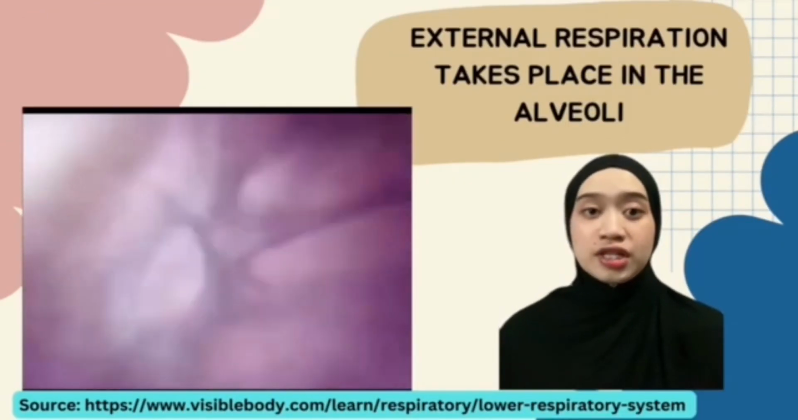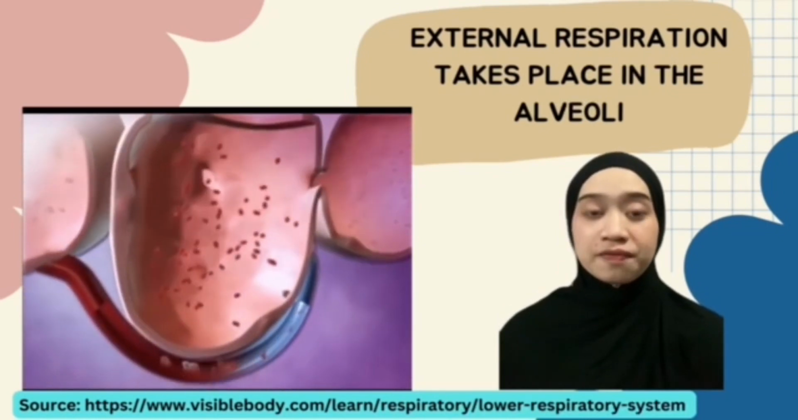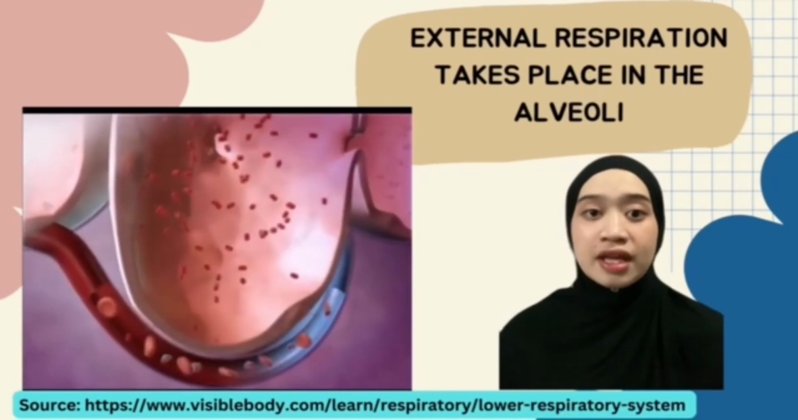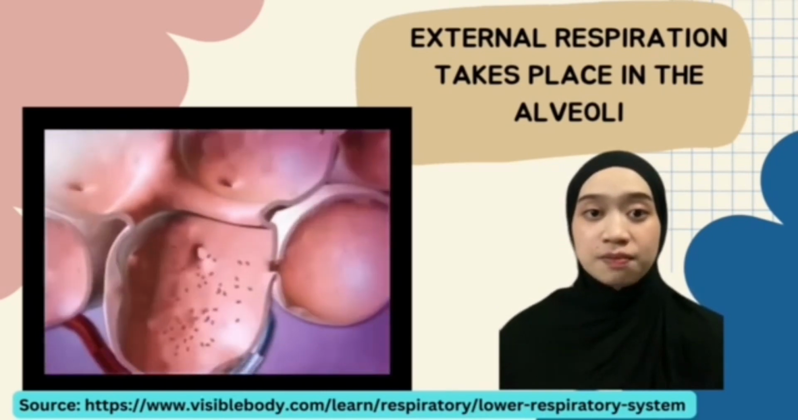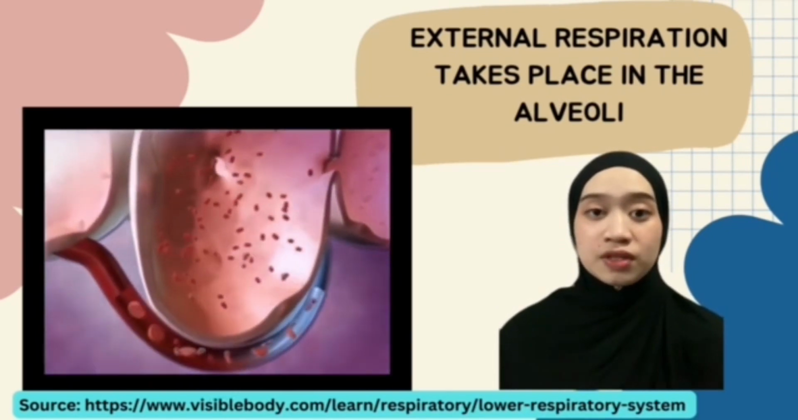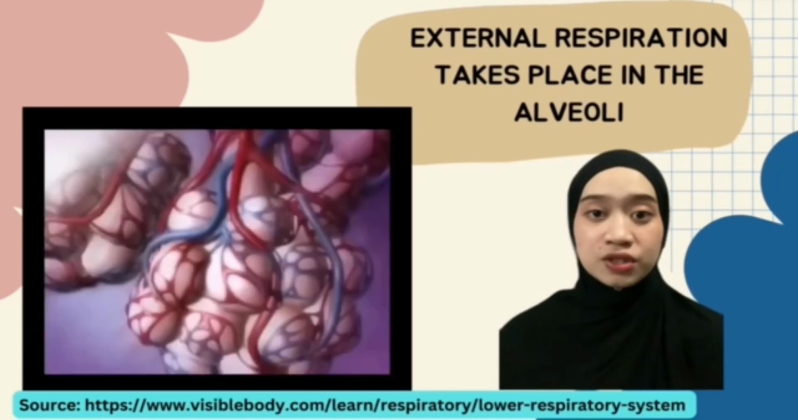Oxygen diffuses through the alveoli into networks of pulmonary capillaries that surround them and is pumped through the bloodstream. Carbon dioxide from the deoxygenated blood diffuses from the capillaries into the alveoli and is expelled through exhalation.